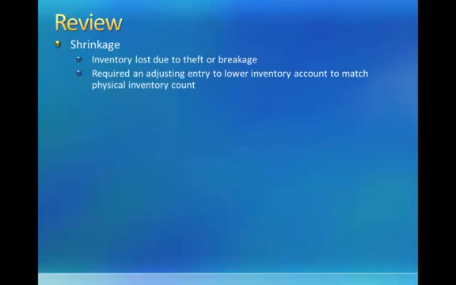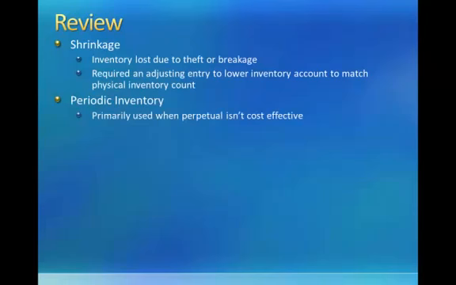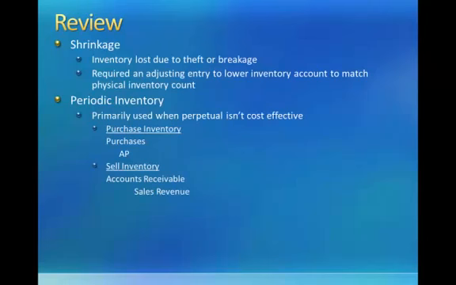Finally, in review, we covered shrinkage, which is inventory that is lost due to theft or breakage. Shrinkage requires an adjusting entry to lower the inventory account to match the physical inventory count. The periodic inventory system is primarily used when the perpetual method is not cost effective. When we purchase inventory, we debit purchases and credit accounts payable. When we sell inventory, we debit accounts receivable and credit sales revenue.